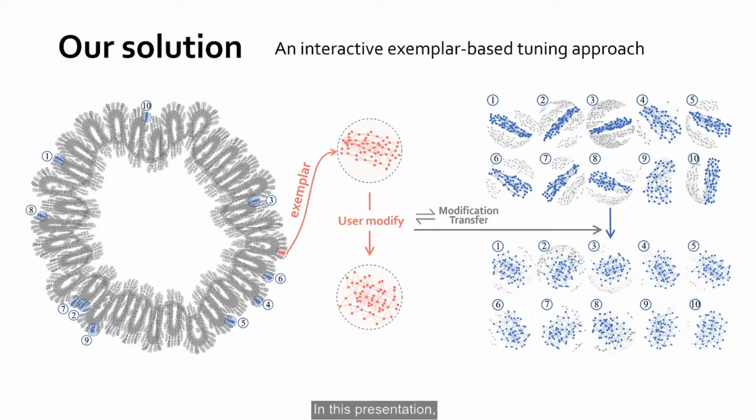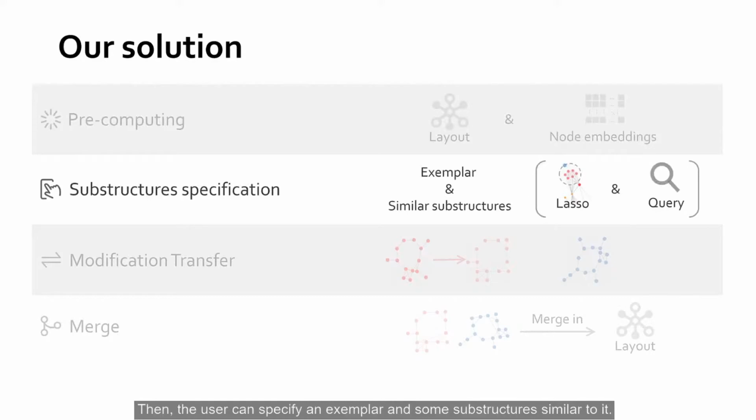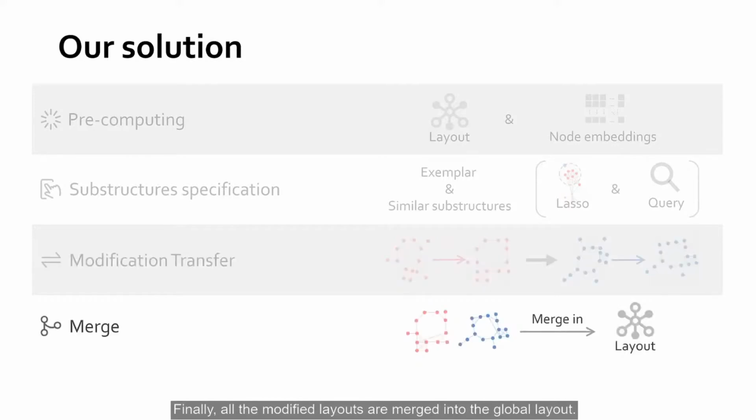In this presentation, I will color the exemplar in red and color those similar substructures in blue. First, we pre-layout the entire network and compute node embeddings. Then, the user can specify an exemplar and some substructures similar to it. Next, the user modifies the exemplar's layout. Our modification transfer technique can transfer the modifications made on the exemplar's layout to a similar substructure. Finally, all the modified layouts are merged into the global layout.